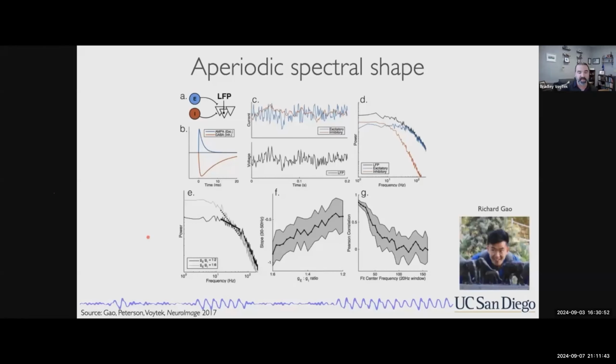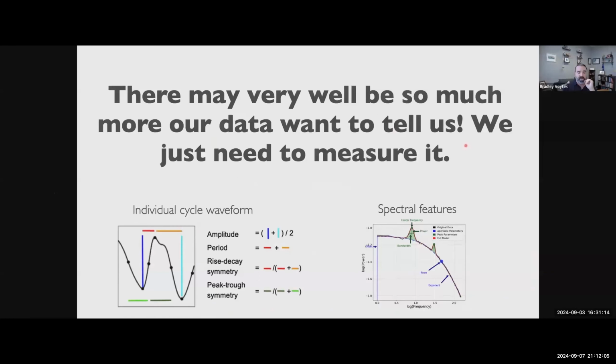This does not mean that the shape of the power spectrum is exactly mapping to the relative contributions of excitation and inhibition, only that the contributions of excitation and inhibition do influence the shape of the power spectrum. There are many other kinds of transmembrane currents, H currents, I currents, neuromodulatory, and so on. And so it's not a one-to-one mapping. I just want to be very clear about that. But what we are trying to emphasize in our lab is that there may very well be so much more that our data want to tell us. We just need to know how to measure it. So from individual oscillatory cycle waveform features to all of these spectral features that we can parameterize.